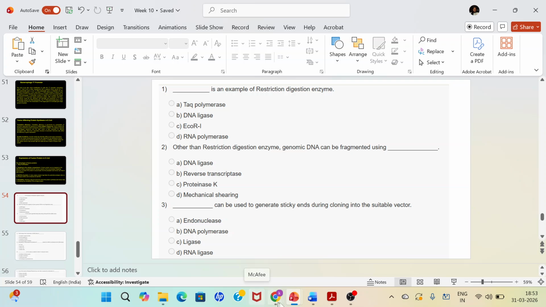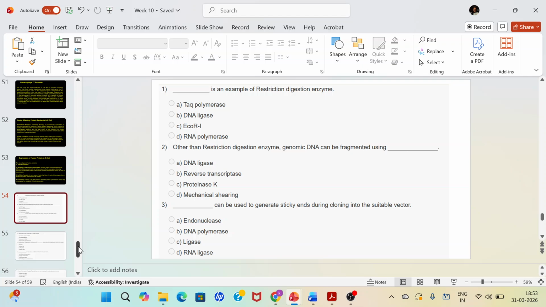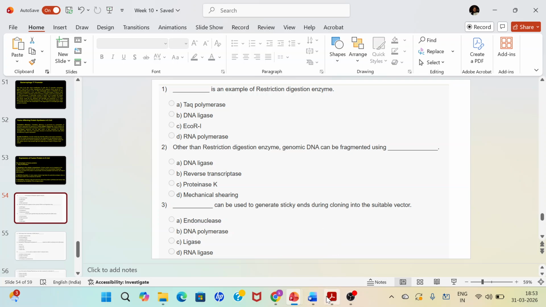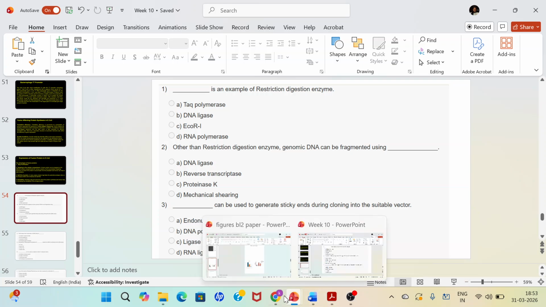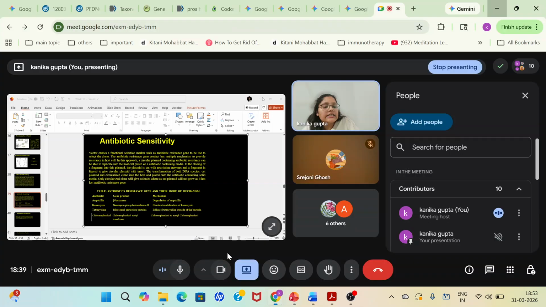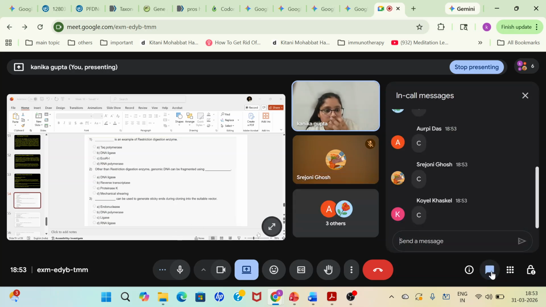Dash is an example of a restriction digestion enzyme. Okay, so yes, the answer is C, that is EcoRI. Correct. It is a restriction digestion enzyme.